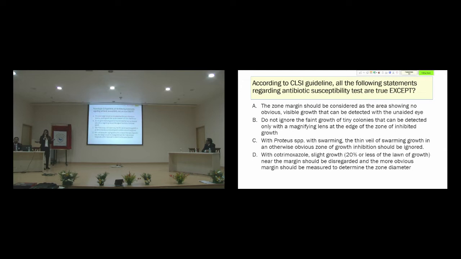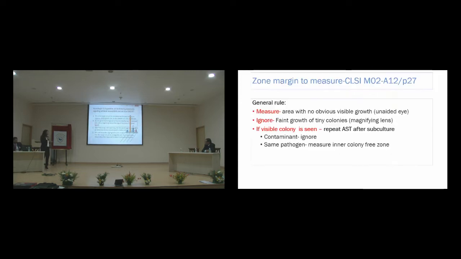60+ responses are there. Shall we see what the answer is? Most of you have given it correctly. You can go through the other options. The zone margin should be considered as the area showing no obvious visible growth that can be detected with the unaided eye. Ignore the faint growth of tiny colonies that can be detected with the help of a magnifying lens. With Proteus species, a thin veil of swarming can be ignored. And with cotrimoxazole, 20% or less growth can be ignored.